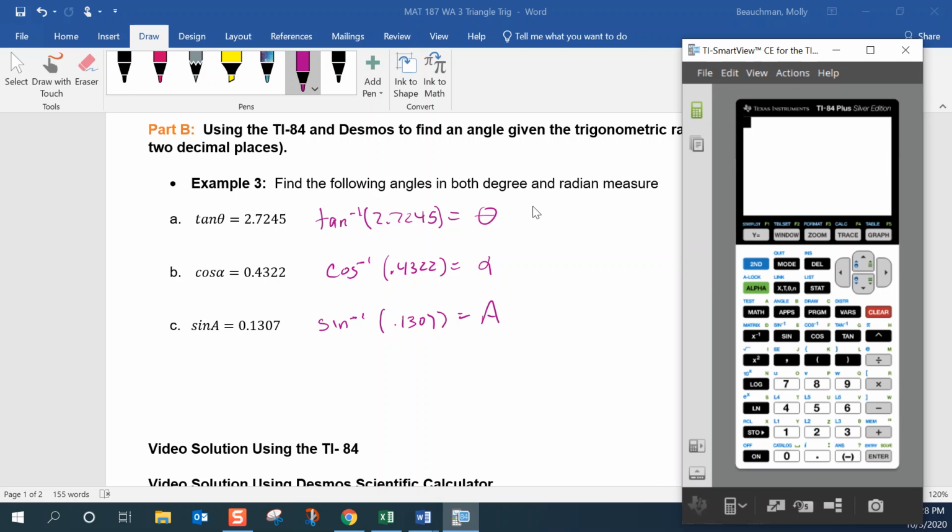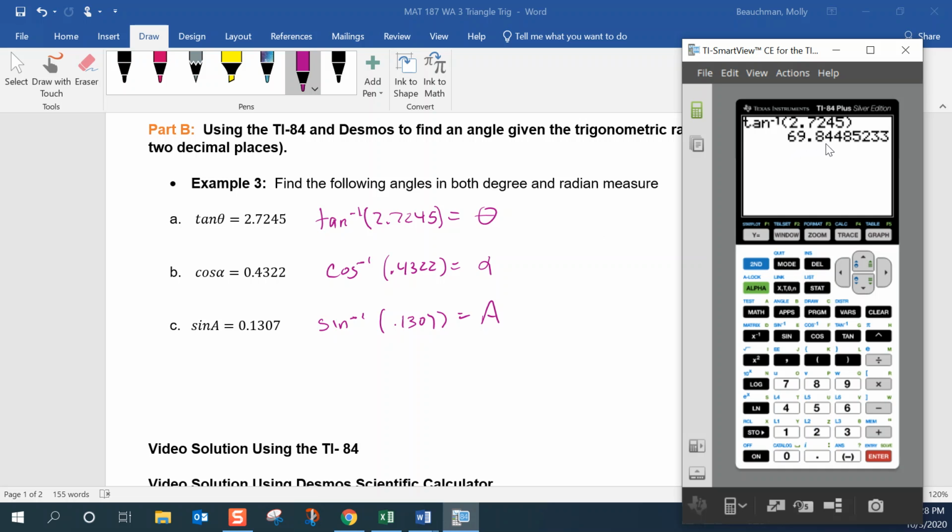So we want our angle in degrees and radians. So I'm going to go to mode, make sure you're in degrees for degrees. So the inverse tangent, so I would hit second tangent of 2.7245 in parentheses, enter, the degree measure to 2 decimal places is 69.84 degrees.